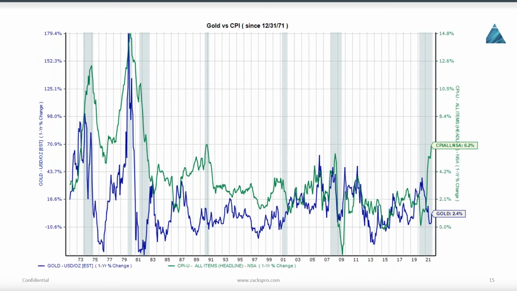The other thing to look at is gold versus the CPI, right? And this is another favorite of mine, obviously, because gold is such an important indicator of monetary inflation. And the CPI is a mix of both monetary inflation and supply-demand imbalance, right? So we can help identify and isolate the source of the increase in that CPI index. Again, we're seeing that very high read there of 6.2%.